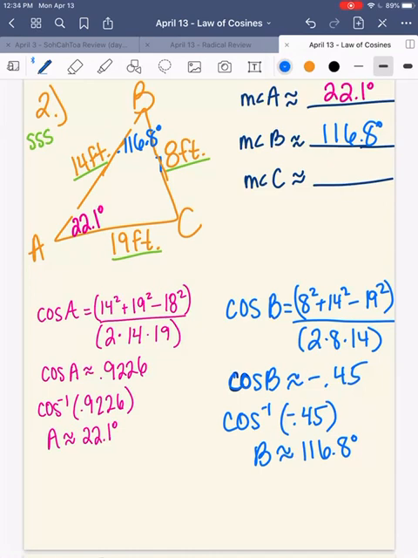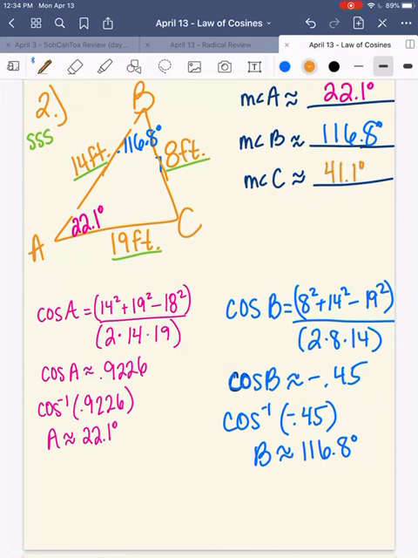14. All right, and now that we know that side, we can just add the two up, 22.1 plus, what is the next one? 116.8, and then subtract that from 180 to get 41.1 degrees.